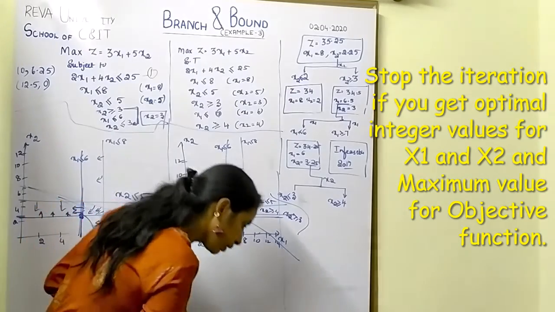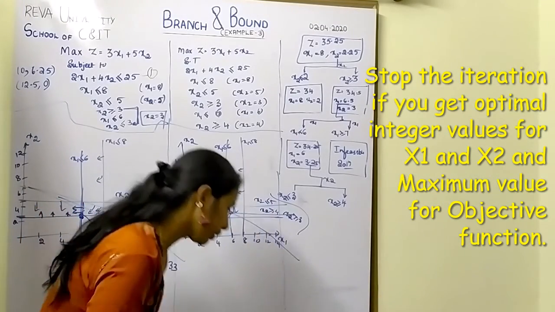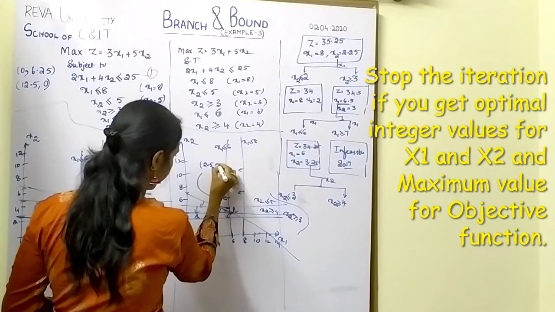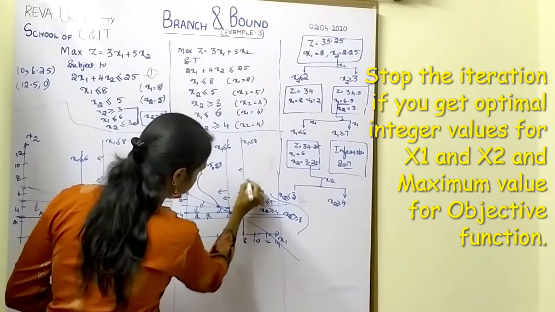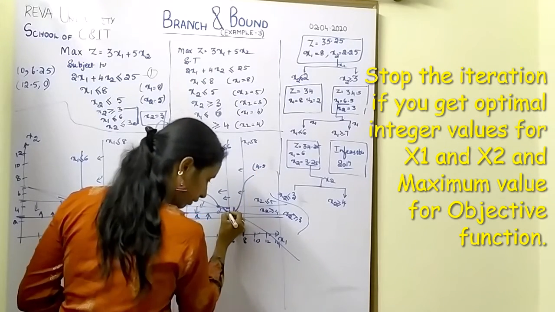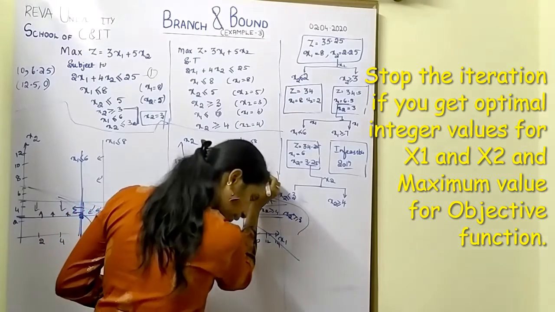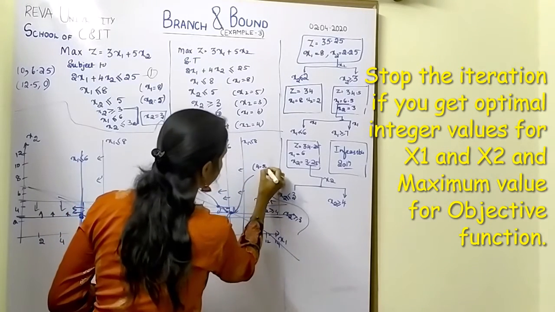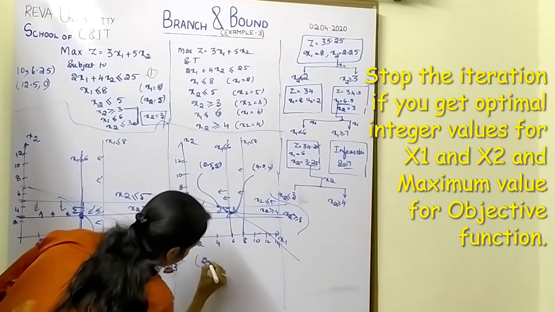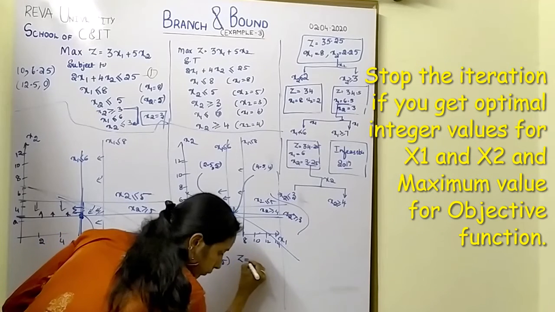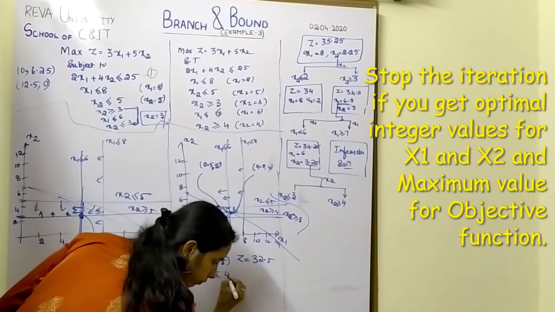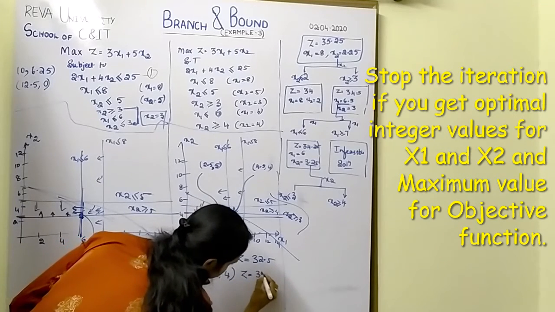What is the value here? The value of this equation will be 2.5, 5 and the value of this will be 4.5. Somewhere here it comes actually, 4.5, 4. So, for 2.5, 5, we get a z value of 32.5, and for 4.5, 4, the z value will be 33.5.